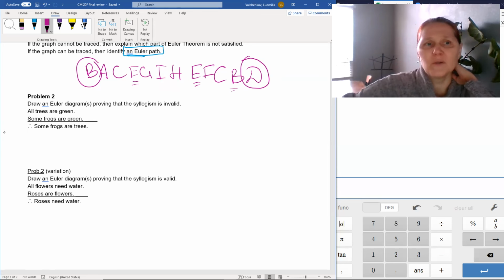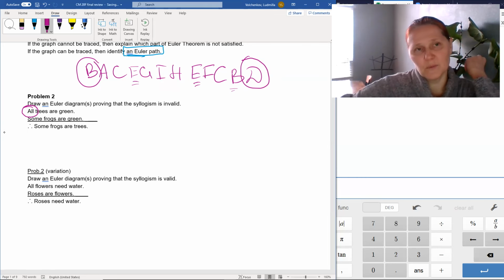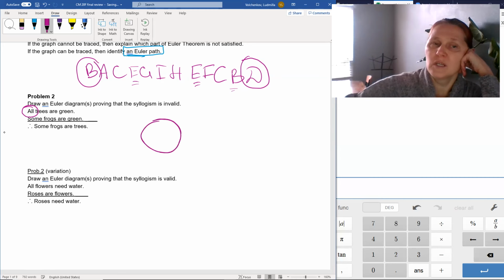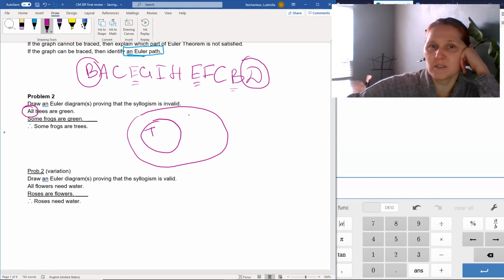I recommend you to start with the premise containing all, because we have only one way to show this situation. All trees are green means the circle with trees must be inside of the circle for green things. This is the first premise.